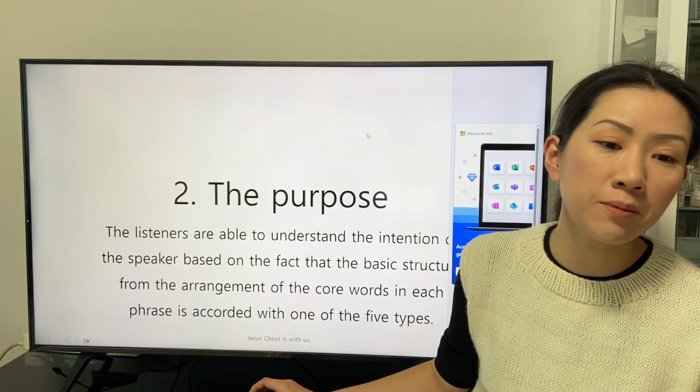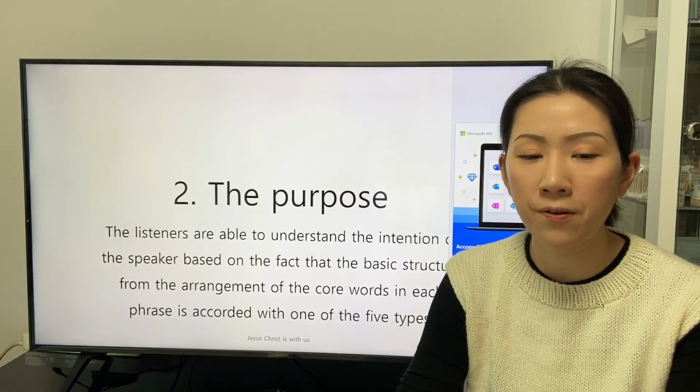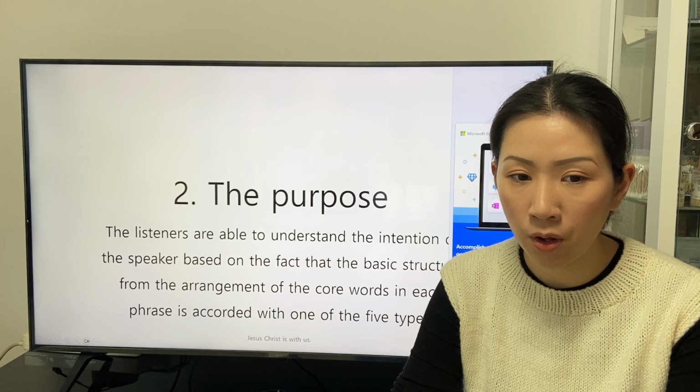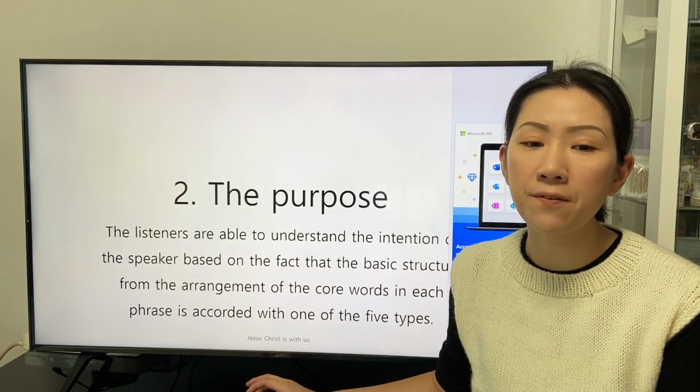The listeners are able to understand the intention of the speaker based on the fact that the basic structure from the arrangement of the core words in each phrase is accorded with one of the 5 types.